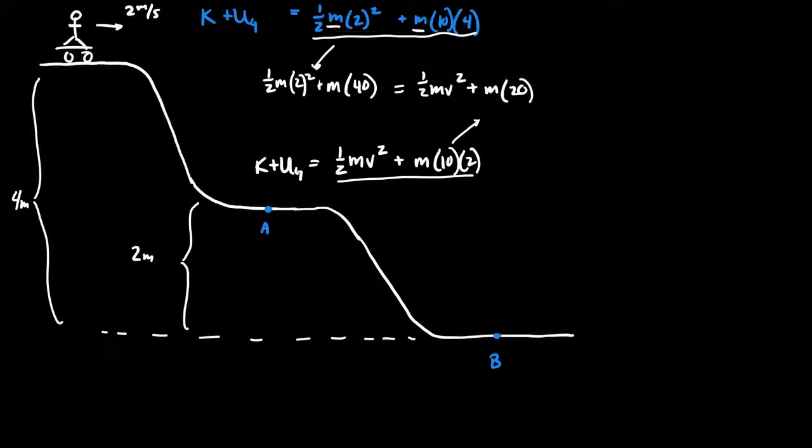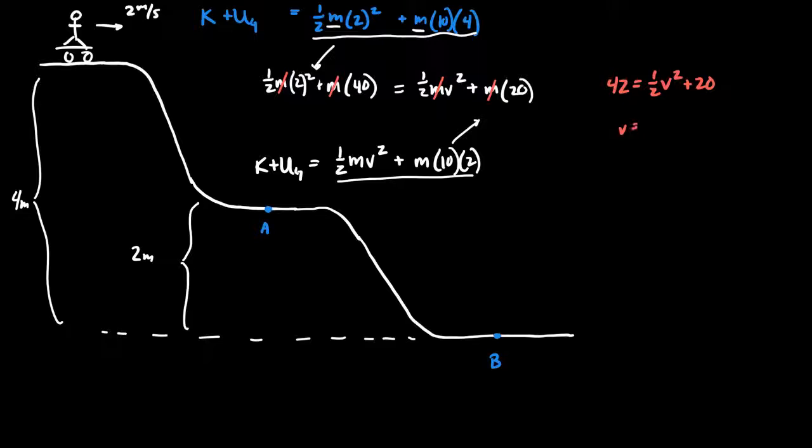This is where you should note that since every term has an m in it, I can factor it out and remove it, assuming it's not 0. And I doubt the mass is 0. I wouldn't have an object then. 1/2 times 2 squared is still 2. Plus 40 is 42. So this is 42 equals 1/2 v squared plus 20.